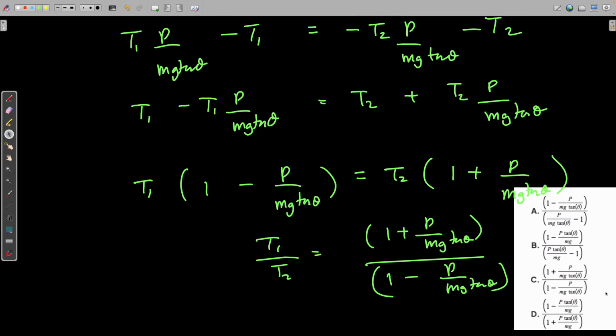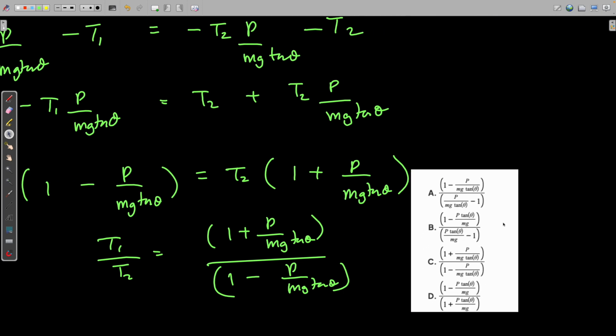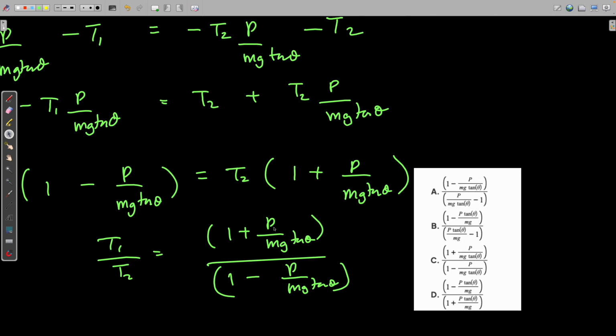Get on the same screen. So 1 plus P over mg sine theta, sorry, tan theta, and 1 minus P over mg tan theta. I keep saying sine theta. Looks like it's C, so plus and minus. So in fact, it is C.